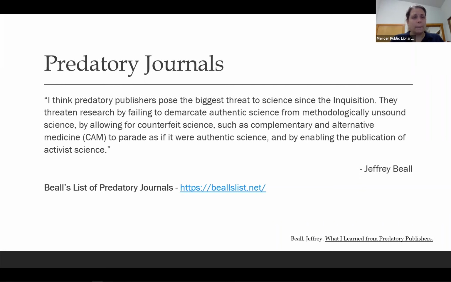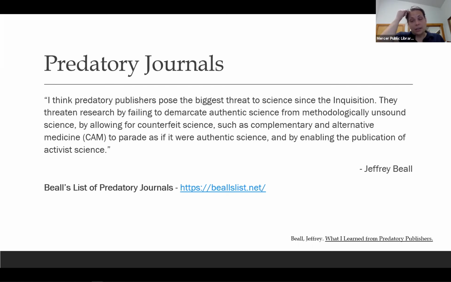And so, you know, Jeffrey Beall's quote here about allowing for counterfeit science to parade as if it were authentic science is a really important one. It's sort of changing the landscape in terms of what is available out there to build on for future research, and also for people like us to try to read and make sense of topics.